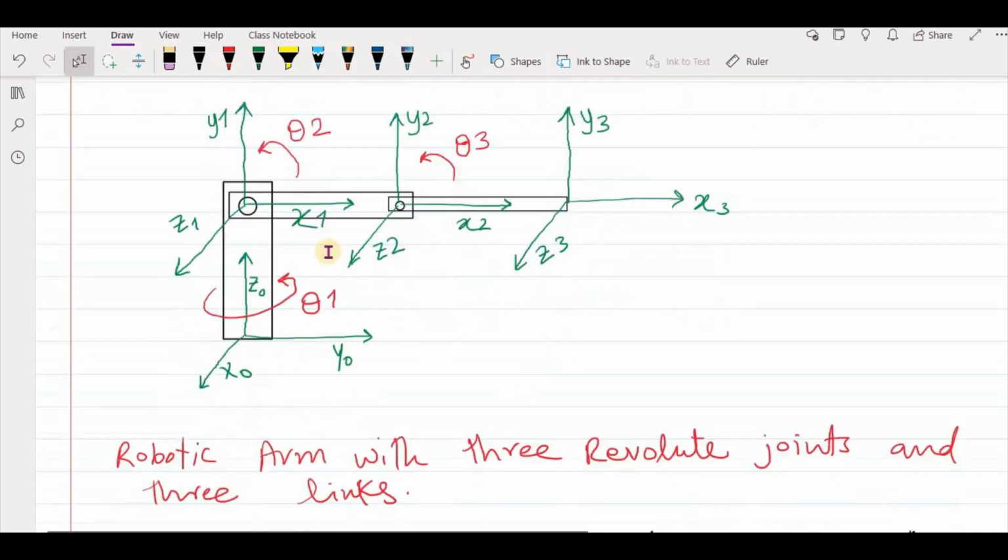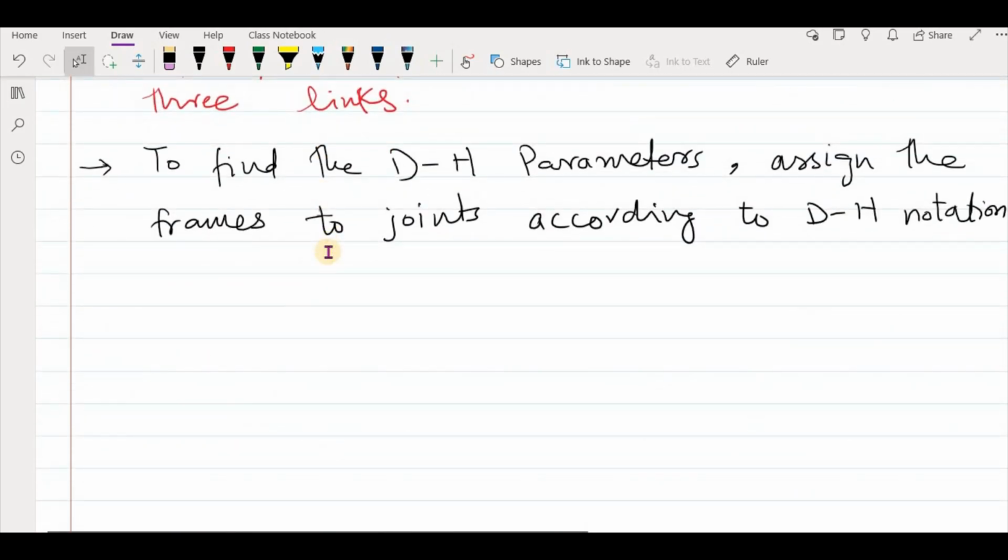So now we have assigned the frames. Now let's start finding the DH parameters.